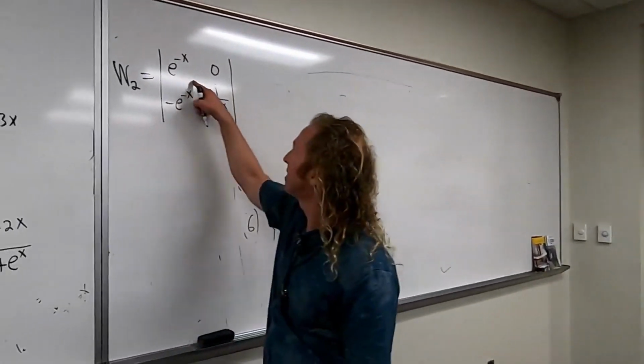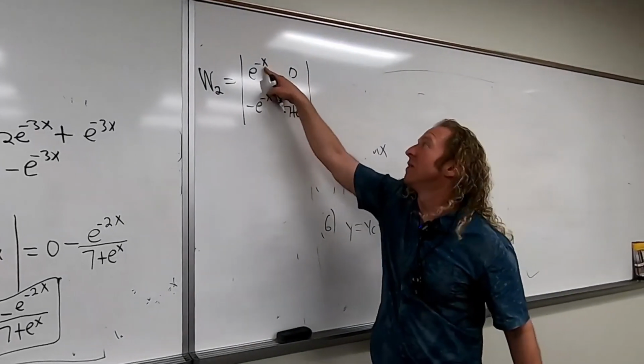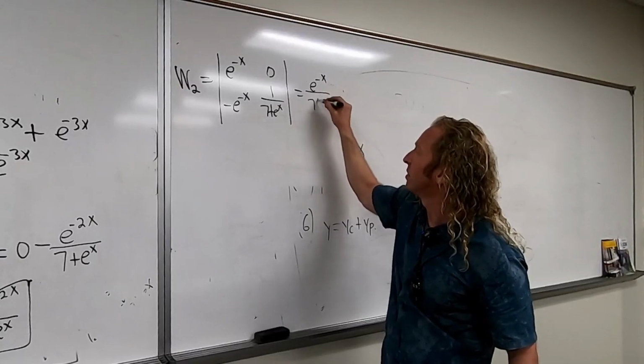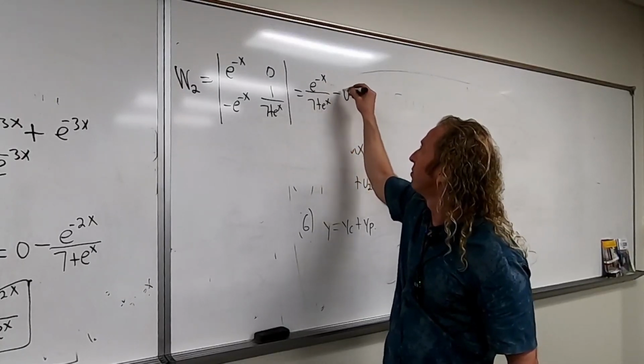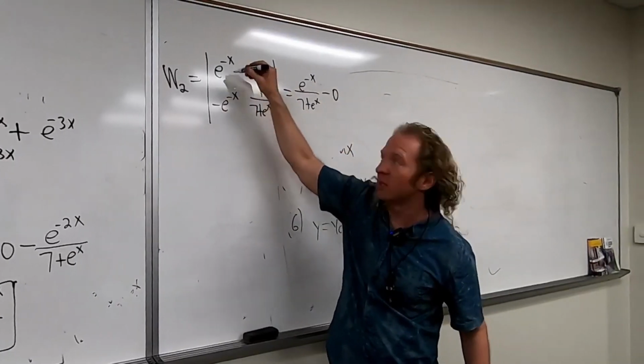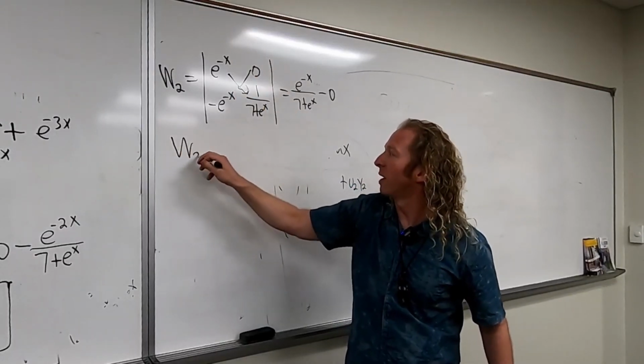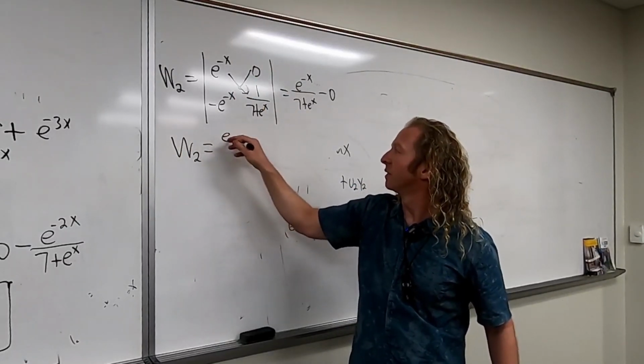And then same thing, this times this minus this times this. This times this is just going to give us e to the negative x over 7 plus e to the x. And minus 0, because it's this minus this. Right, because it's this times this minus this times this. So W2, I'm going to write it again and put it in a box. e to the negative x.